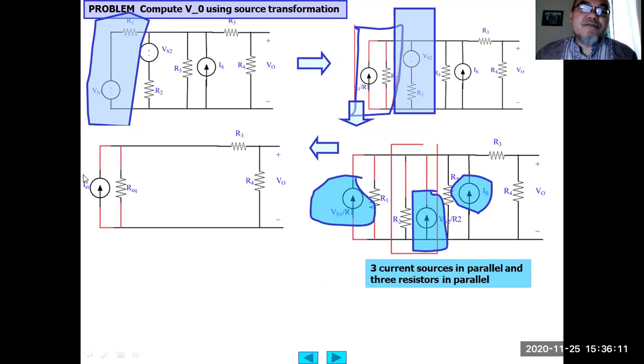Alternatively, we can transform again this parallel equivalent current source and resistor into an equivalent voltage source in series with a resistor. Then use the voltage divider formula.